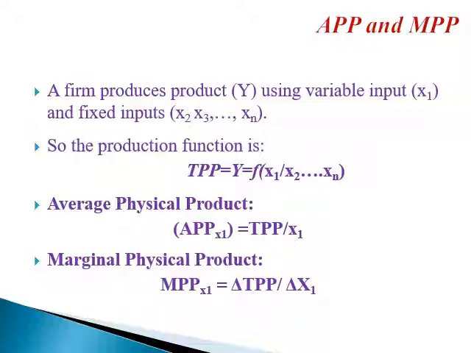And remember, MPP of x1 is the slope of the production function. It is the marginal function. It is the rate of change of output with respect to the variable input. It is what happens to the level of output when the level of the variable input changes by 1 unit. It is the first derivative of the production function. All that applies to the MPP.